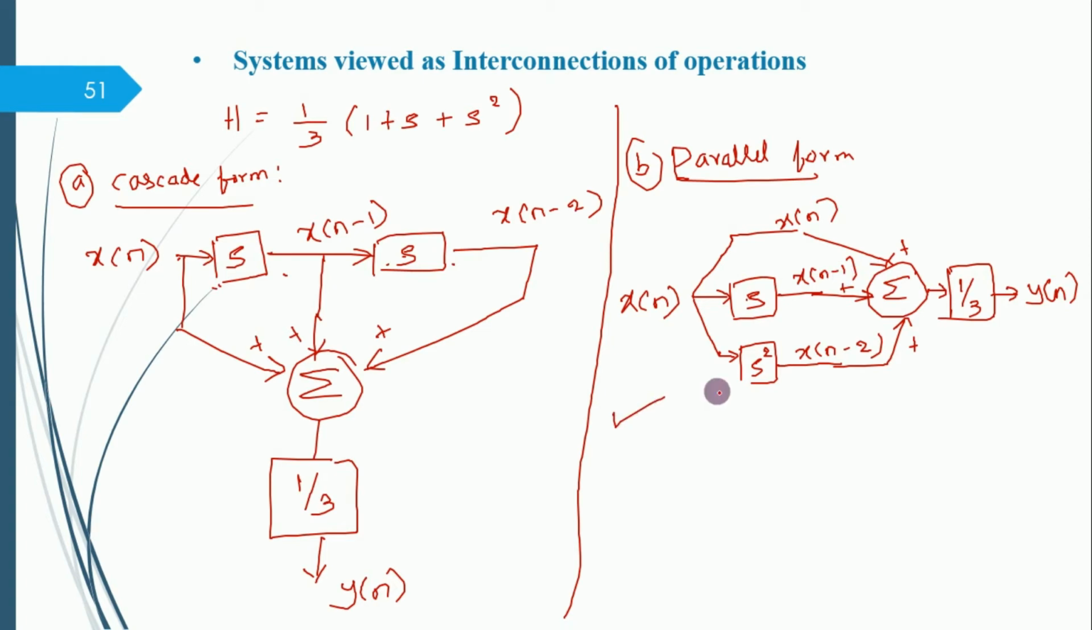This is comparatively faster, but it needs more hardware for implementation, because here I need only one time shift, two times. Here I need one time shifter one time, two time shifter one time. So it needs more hardware. So this is the difference between the implementation of cascade form and parallel form.